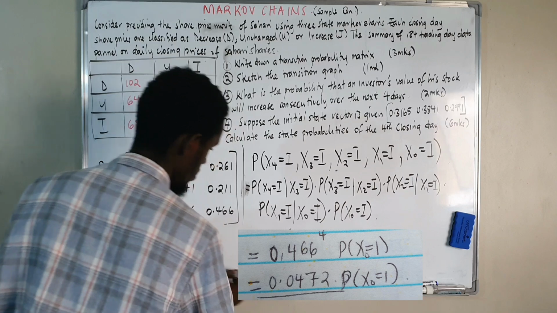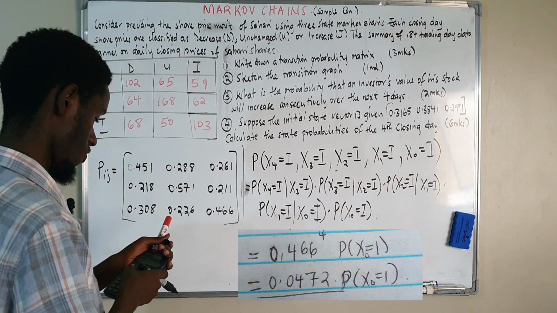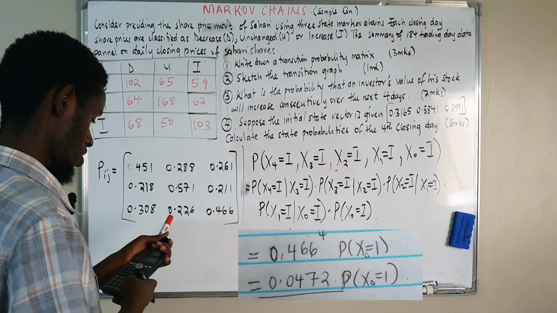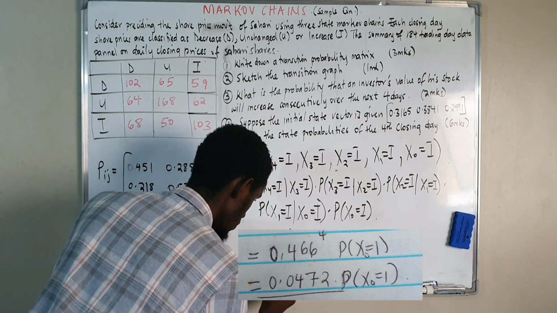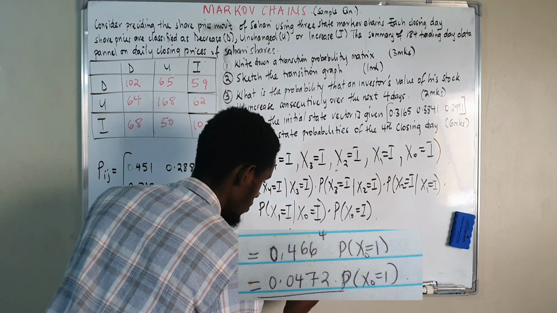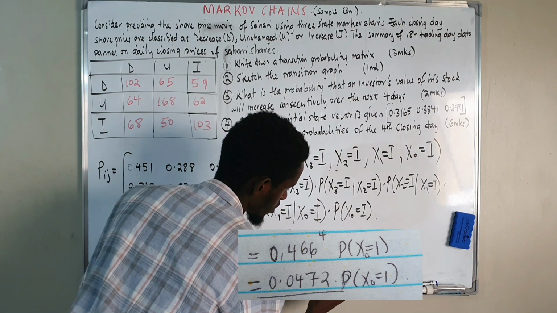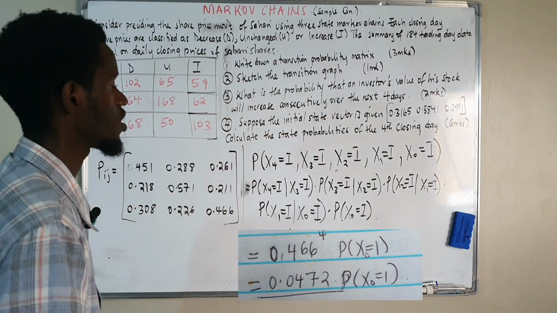Therefore, my answer is going to be 0.451 power 4 times that answer, which is going to be 0.04, yes, 1, I think, times the probability of x naught equal to I, because we don't know what the probability of x naught equal to I is.